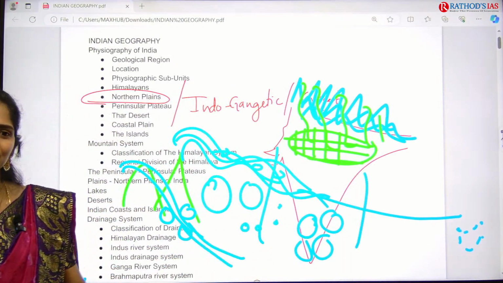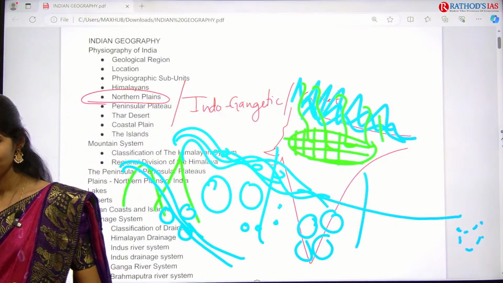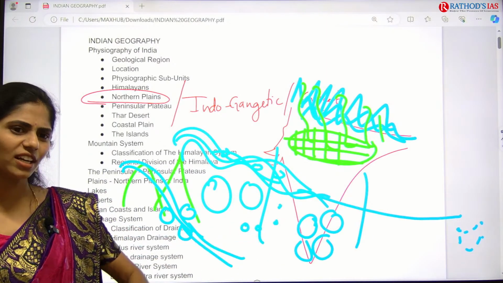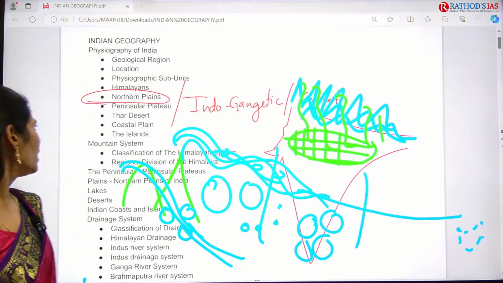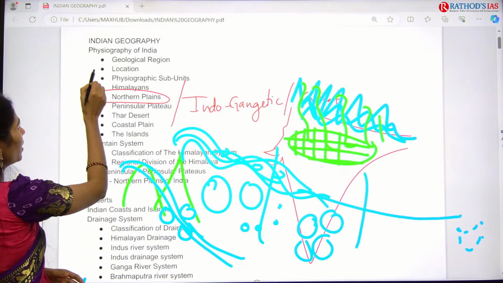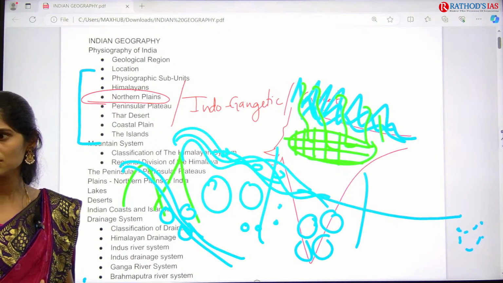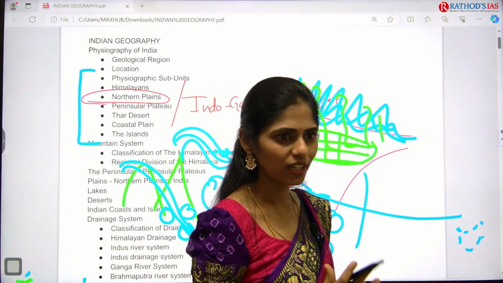Bangar plains, Khadar plains, Terai region and alluvial region. Clear? Understood? That is what you have to see, and there will be lots of diagrams, so sir will be explaining that clearly. Next, whenever you are reading these physiographic subunits or divisions, you have to know their significance. From that significance you can get questions.